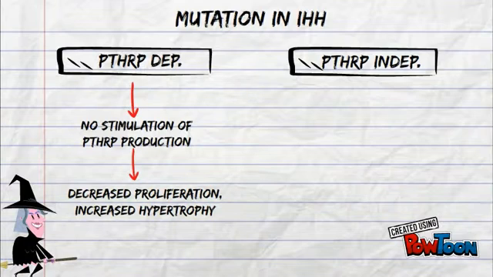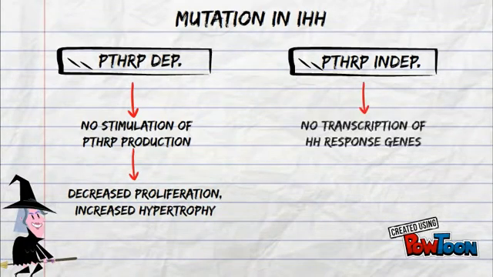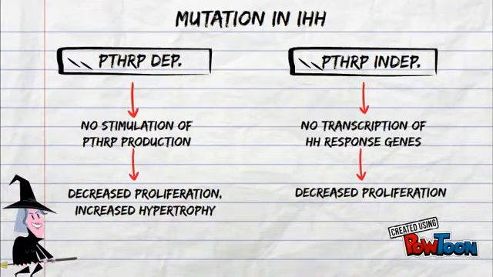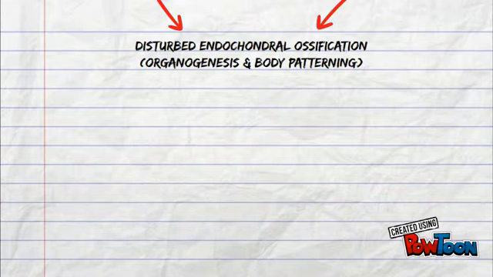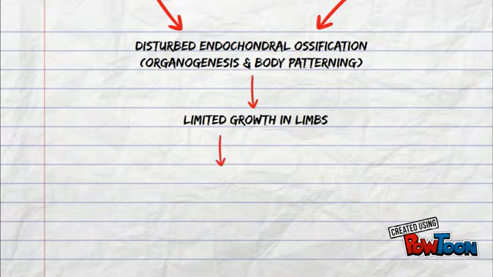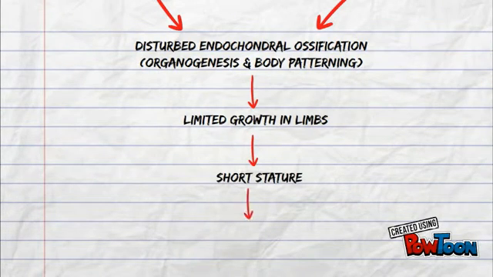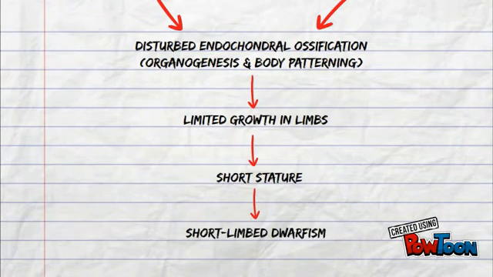While in PTHrP-independent pathway, there is no transcription of hedgehog response genes, resulting in decreased chondrocyte proliferation. Both pathway mutations will ultimately result in disturbed endochondral ossification during organogenesis and body patterning, which limits the growth of limbs, resulting in a short stature. Hence, it's called short-limb dwarfism.